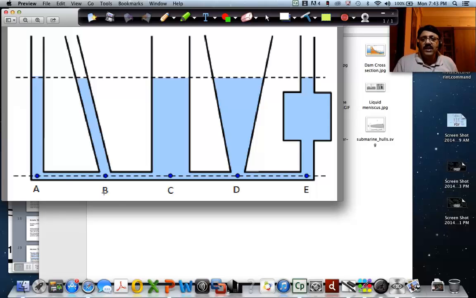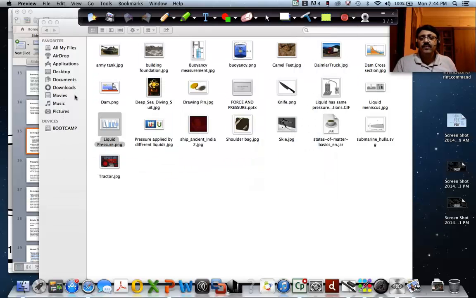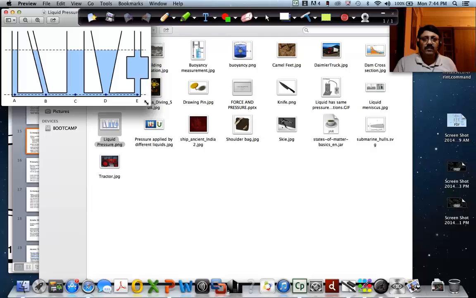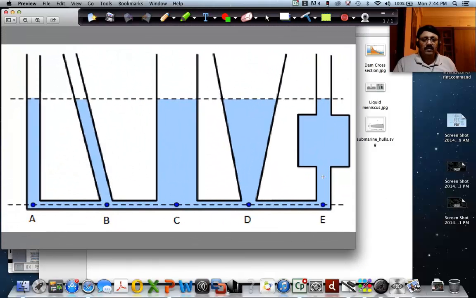So you can see that at A, B, C, D, E, everywhere the pressure is going to be the same because the vertical height is equal everywhere. And you have Pascal's law, which basically says that where the vertical height is equal, the pressure is the same at that level. But here the tubes are of different shapes. If all five of them were the same, then it would be easy to mark the levels, right?